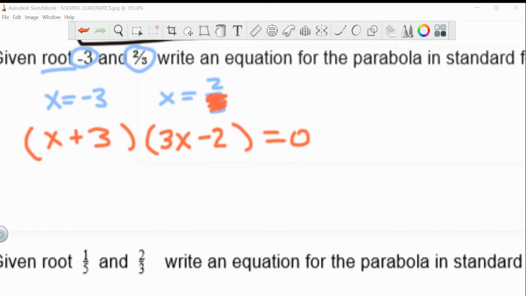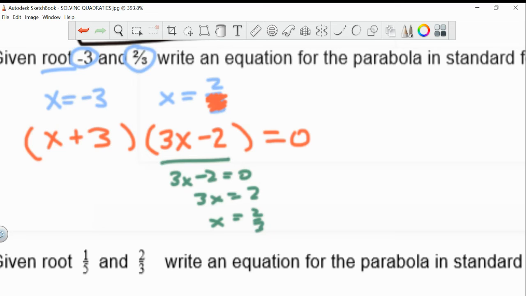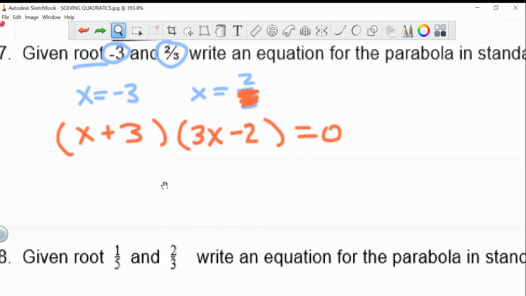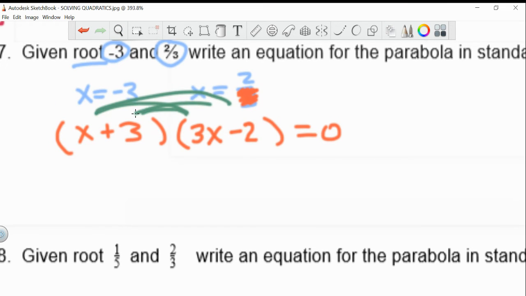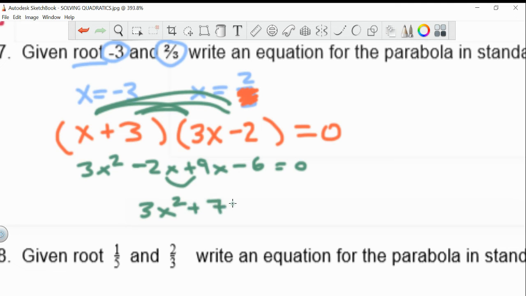And if you're not sure if this is right, you can just solve it and see if you go backwards to what you started with, right? I mean, you can do this, 3x - 2 equals 0, add the 2, 3x equals 2, divide by 3, x equals 2/3. So, yeah, this is good. So, once we get this far, we've done the hard part. Now we just need to FOIL it. And I'm going to go really fast here. 3x squared minus 2x plus 9x minus 6. Combine these two middle terms together. 3x squared plus 7x minus 6 equals 0. Done.